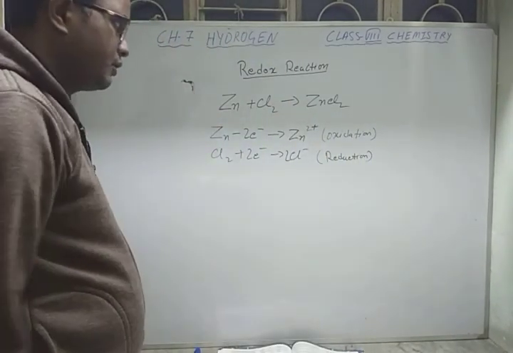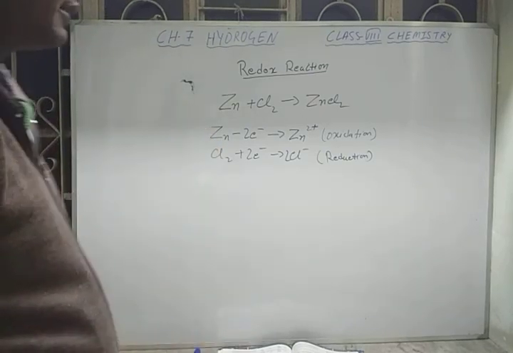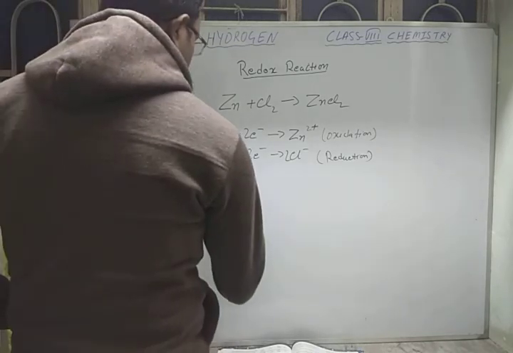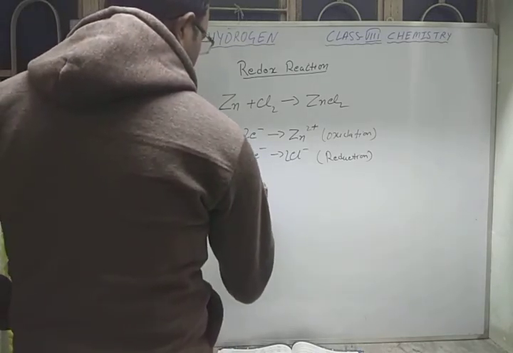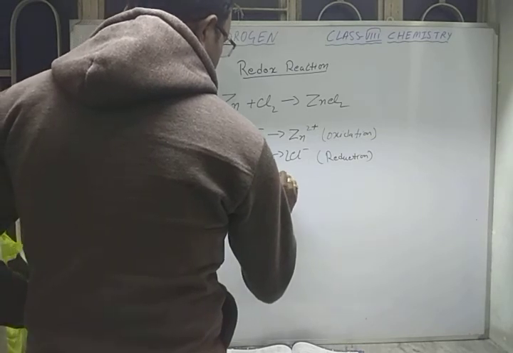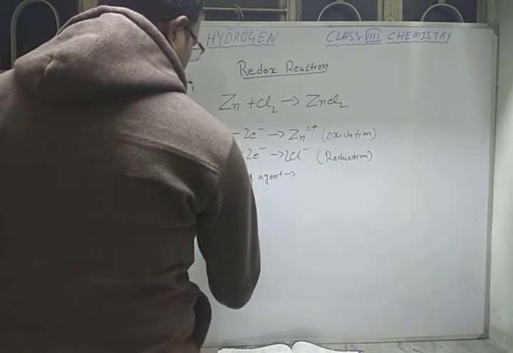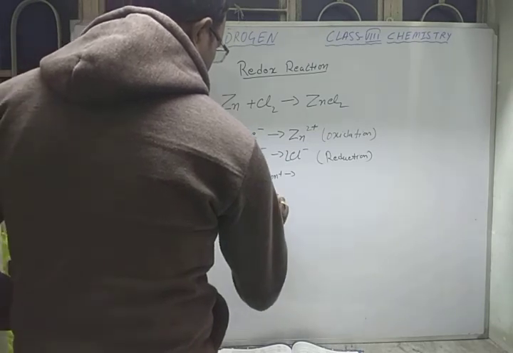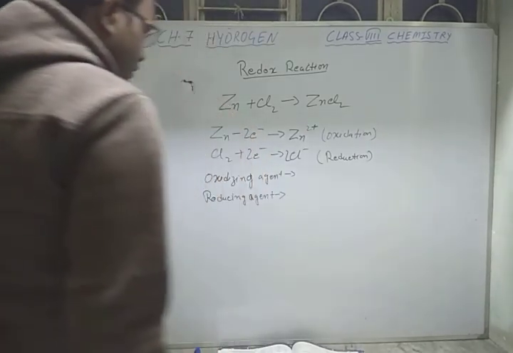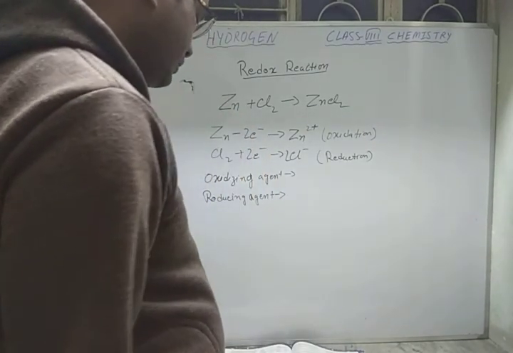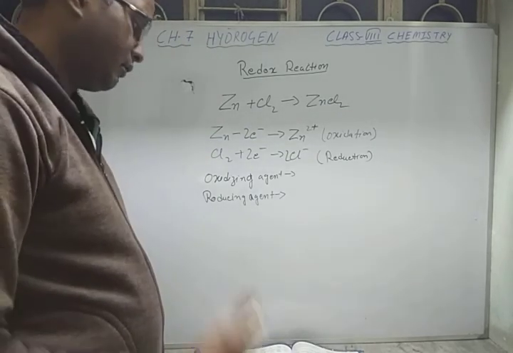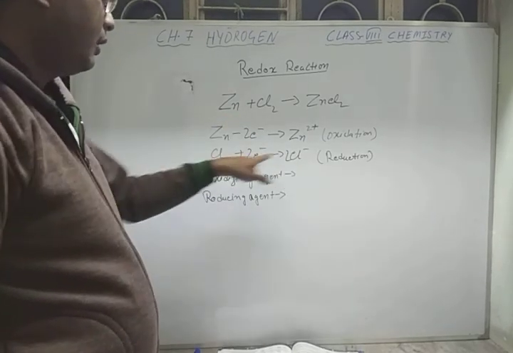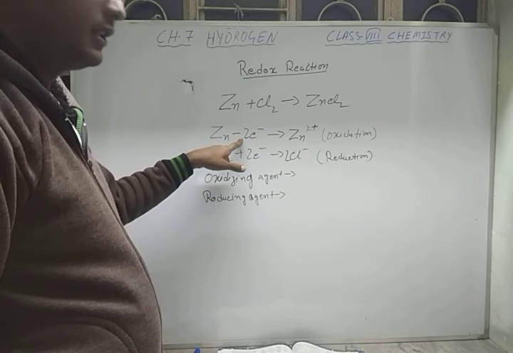Now the question is, who are here the oxidizing agent and reducing agent? So what are the oxidizing agent and reducing agent here? Zinc and chlorine ions are combined to form zinc chloride here. Here chlorine reduces, to gain 2 electrons from the zinc.